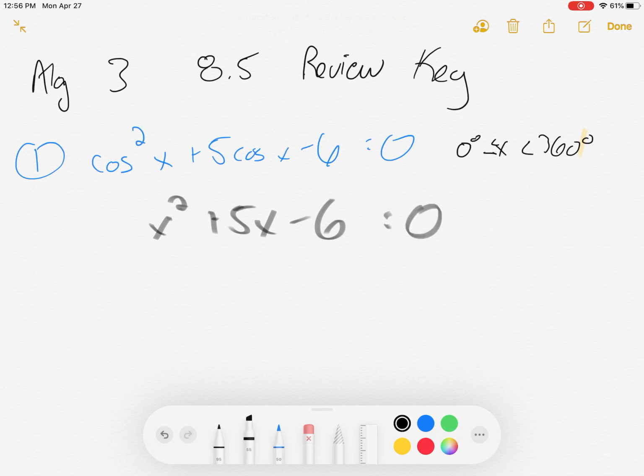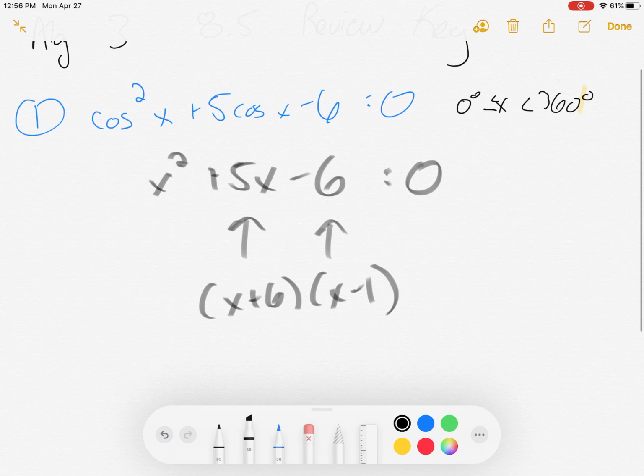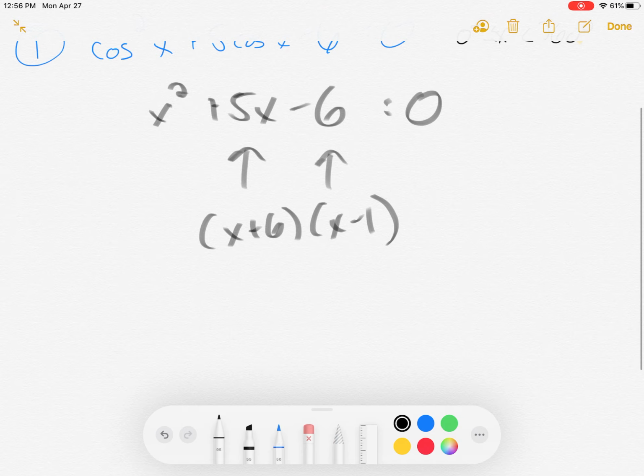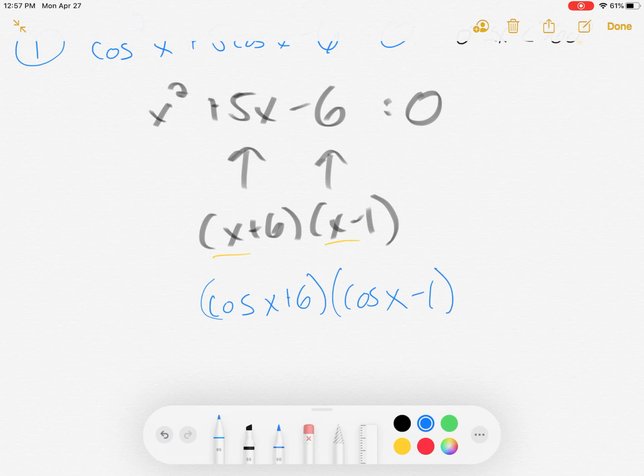Well, you'd probably say, if it said equal to 0, I would factor it and then set each factor equal to 0. We can do the same thing, but instead of an x, just treat it as cosine. So what numbers, in other words, multiply to this and add to this? Hopefully you say x plus 6 and x minus 1. Well, it's the exact same thing with cosine now. So we're going to say this is cosine of x plus 6, and this is cosine of x minus 1 equals 0.